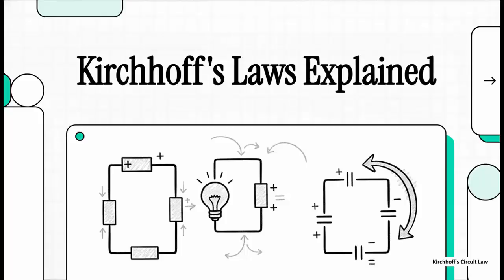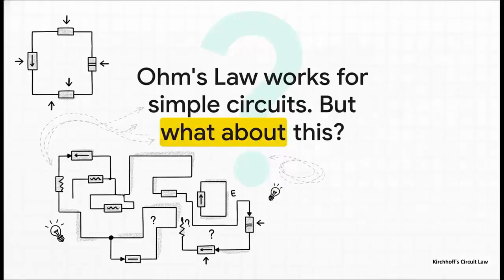Let's get into it. So you probably know Ohm's law, right? V equals I times R. It's a lifesaver for basic circuits. But then you run into something like this. You've got multiple batteries, wires branching off everywhere. Suddenly, Ohm's law by itself just isn't enough. It won't cut it. This is the exact kind of puzzle we're going to solve today.